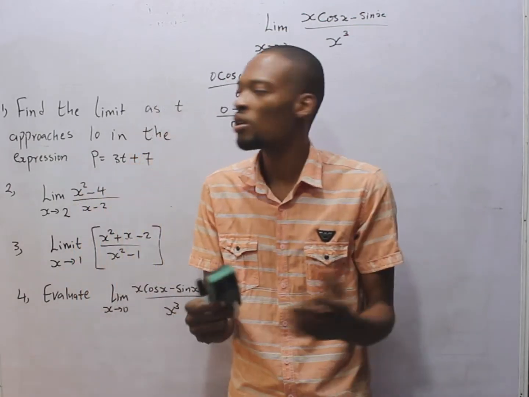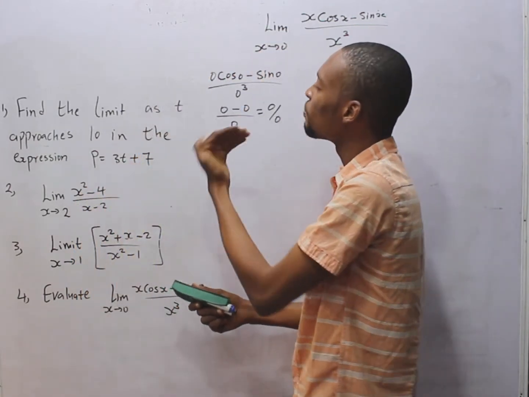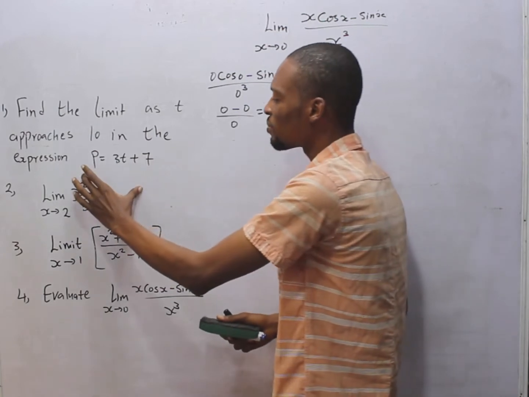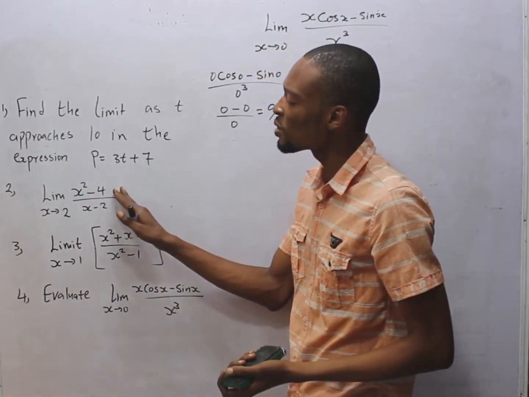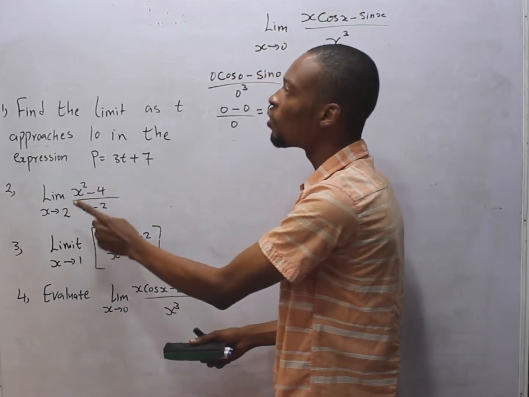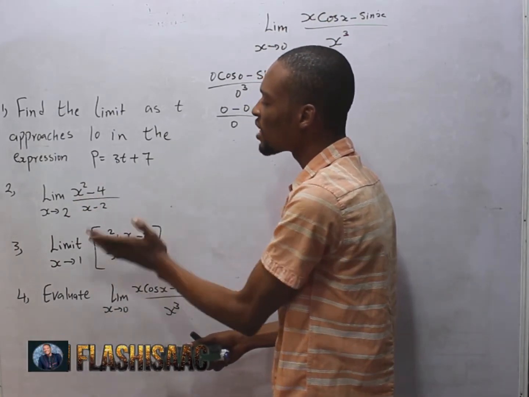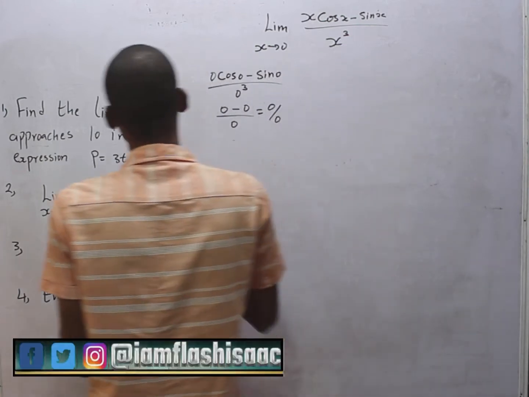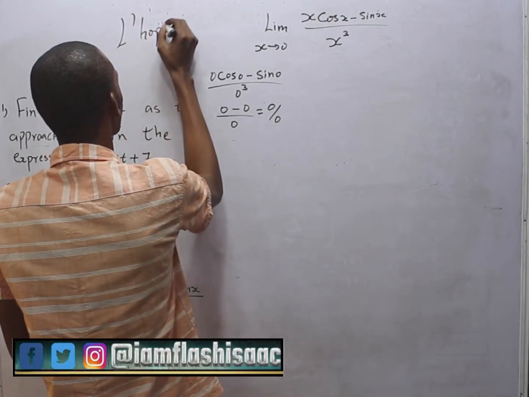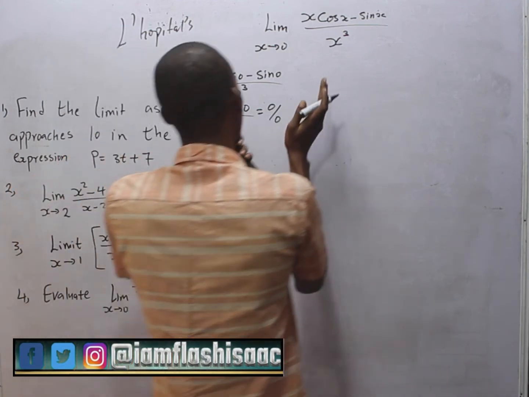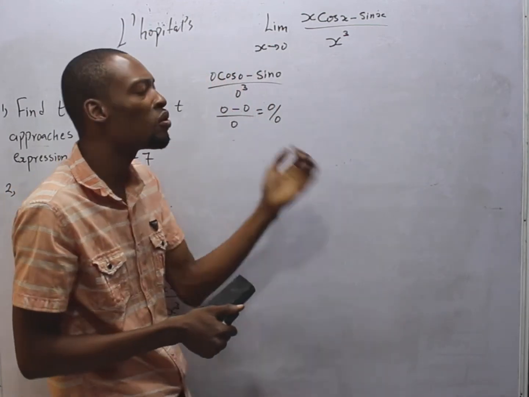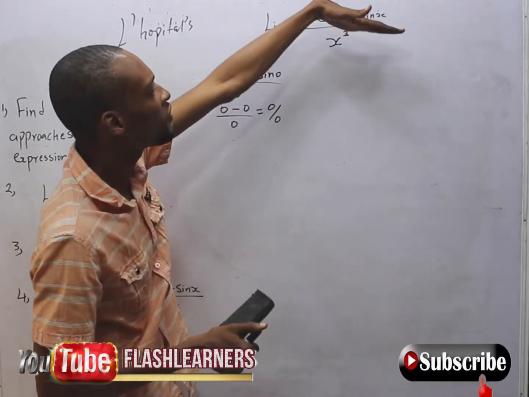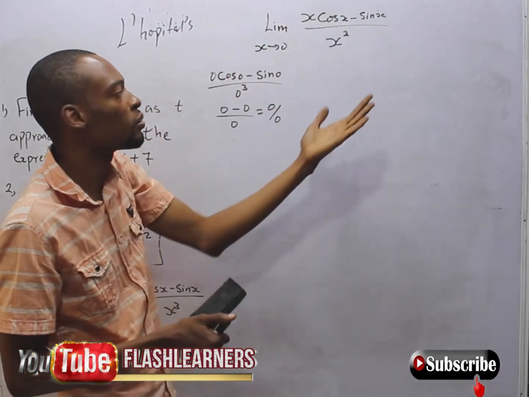And what is L'Hopital's rule? We simply differentiate the top and we differentiate the bottom separately, like we did in question number 3. Look at question number 2. In this case, direct substitution will give you 0 over 0. 2 squared is 4, 4 minus 4 is 0. 2 minus 2 is 0. In this case, direct substitution also gave 0, so we applied L'Hopital's rule. In this case, direct substitution is also giving us 0 over 0, undefined. Let's apply L'Hopital's rule. To do that, we differentiate the top separately and we differentiate the bottom separately.